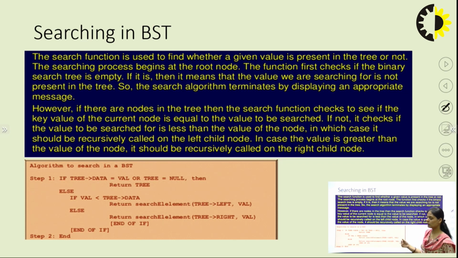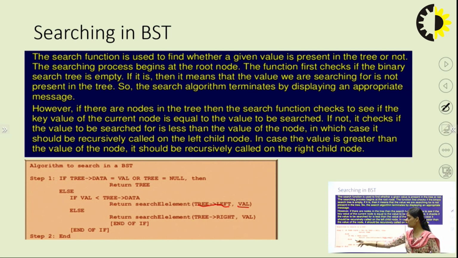Else means that if it is not there, we compare the value to be searched with the data part. So if the value is lesser, then we again go through this algorithm, search element. The name of the algorithm is search element. Now in that case, instead of tree, we give the pointer as tree left, because the value that we need to find out is lesser than the tree data. So tree of left should be sent instead of tree, and the value would remain the same that we want to search for.